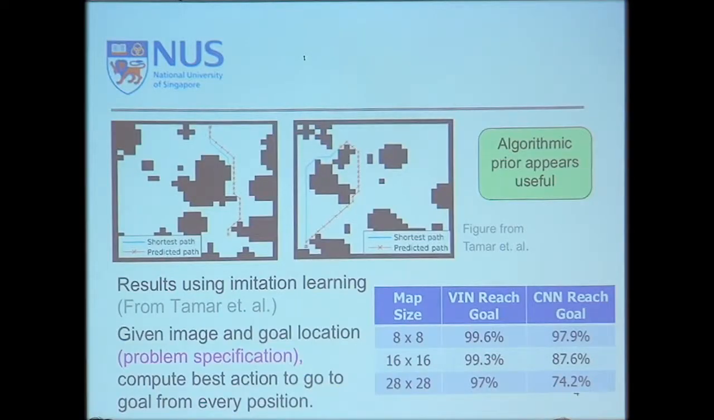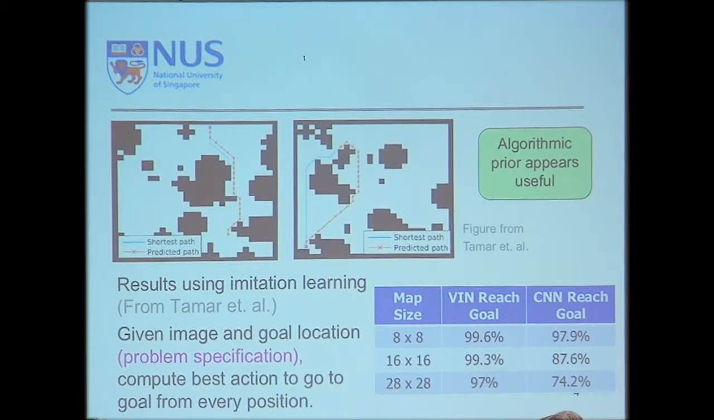So in the experiments in the paper, they did imitation learning. So the idea is that you're given many images and targets as your training set, and then you're told, for this particular image, this particular goal, what's the right action. For every state, what's the right action to take? So you train with lots of such examples, and then you're given a new image, a new goal, and then you're asked to get to the goal. So that's the problem.